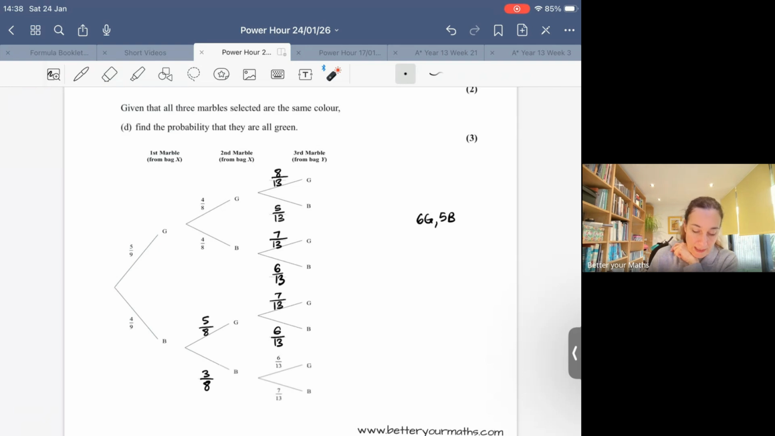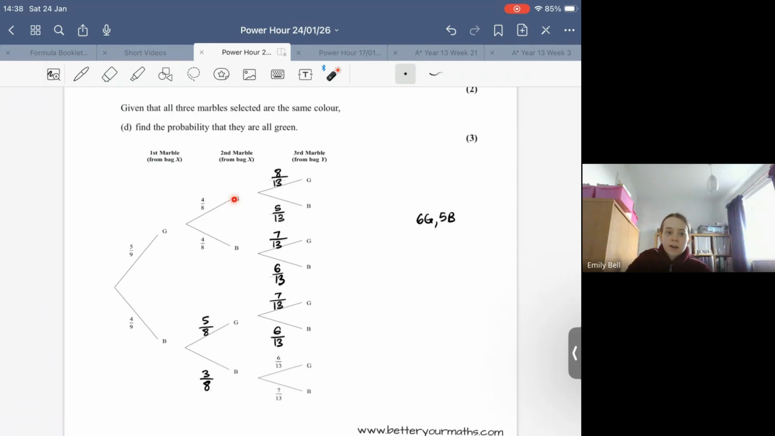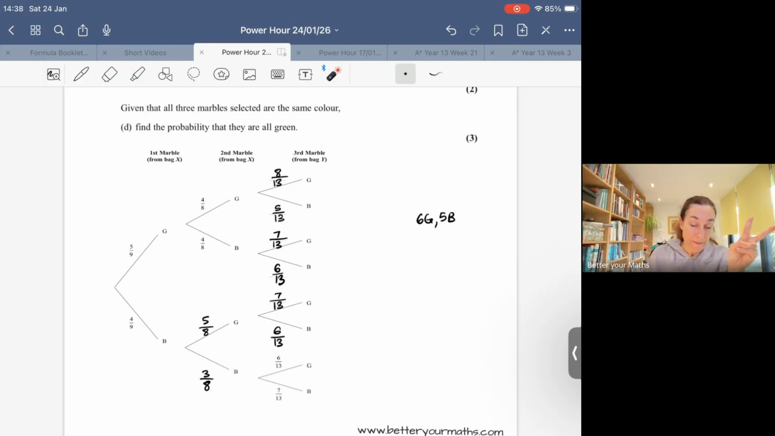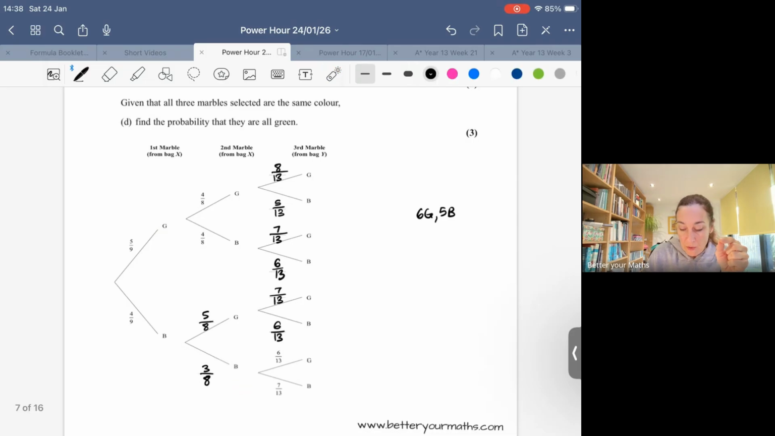Emily, what options do I have for being the same color? Green and then green, and then blue and then blue. Exactly. So I have two options, green and green, or blue and blue. In probability questions, when we say or, we are going to add the probabilities. And when we say and, we are going to multiply the probabilities. So when two things are happening, we multiply the probabilities. When it's one or the other, we add them, like in the Venn diagrams.